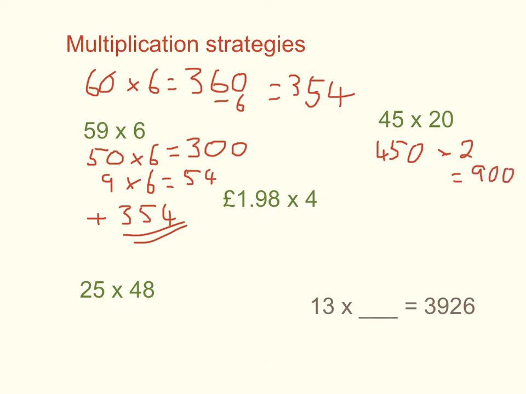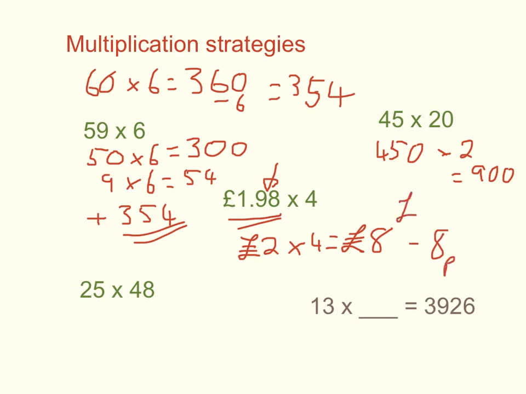For £1.98 times by 4, I'll probably round the £1.98 to £2 and think £2 times by 4 would give me £8, and think, well, how much do I need to take off that £8? So I've got the right quantity overall. Of course, I'd need to take off 4 lots of 2p, which is the difference between the £1.98 and £2. So that would be taking away 8p, giving me £7.92.